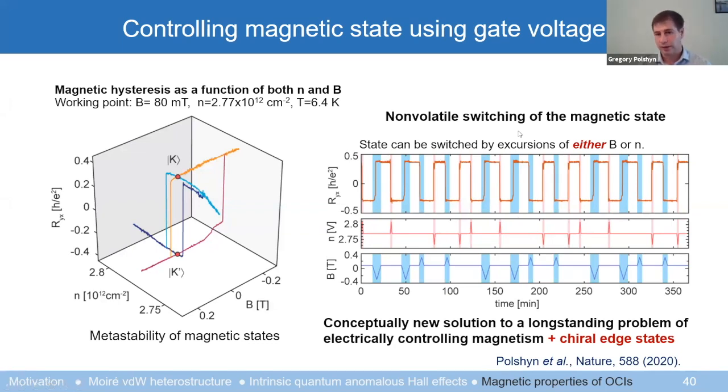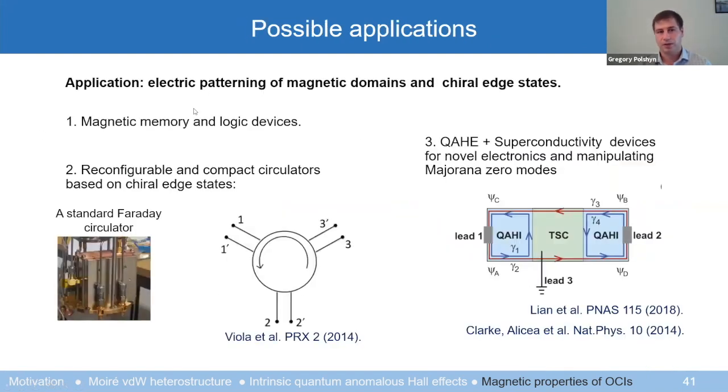Moreover, in orbital Chern insulators, we are actually controlling not only the magnetism, but the topology, that is the direction, the chirality of edge states. So we are electrically switching the chirality of edge states. The applications of this effect can take advantage of electrically patterned magnetic domains and chiral edge states. Such applications can include low power magnetic memory and logic devices.